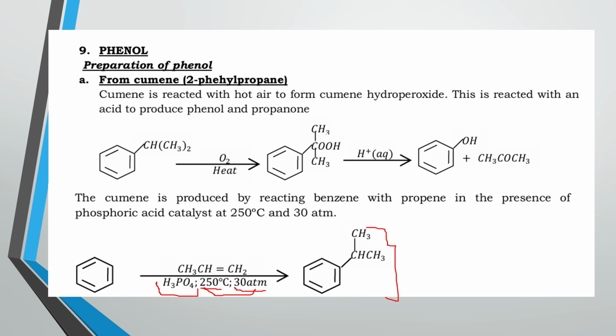So for this case, we need a temperature of 250 degrees Celsius together with a pressure of 30 atmospheres to get our cumene. Now make sure that whenever you're writing organic synthesis, reagents which engage in the reaction must be above the arrow, and the components that do not engage in the reaction, which we call conditions, are always below the arrow.